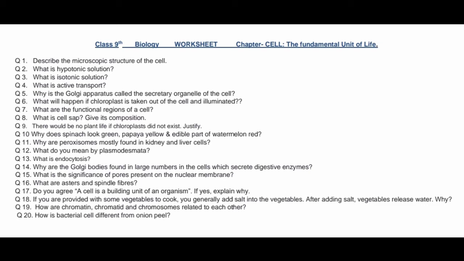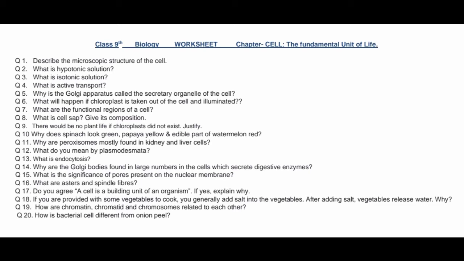Next, moving towards question number 8. What is cell sap? Give its composition. Here, the liquid content in a vacuole of a plant cell is called cell sap. The cell sap contains sugar, amino acids, proteins, minerals and metabolic waste. Got it? Okay.